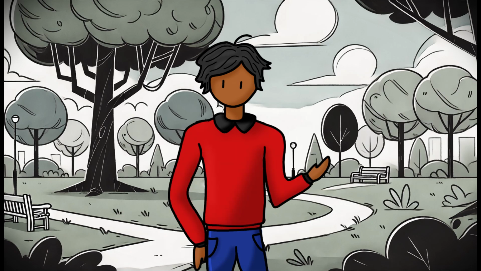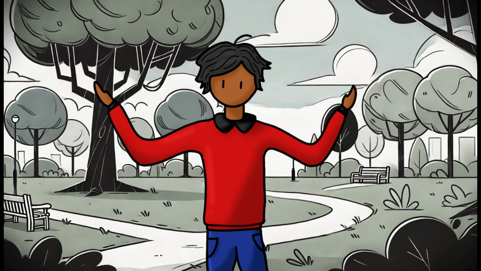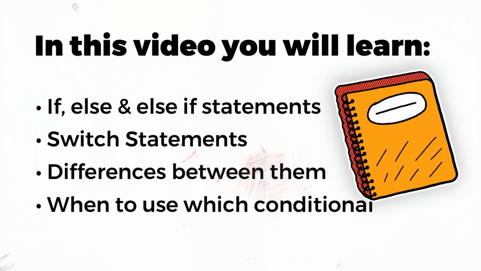Conditional statements are used to run specific pieces of code based on whether a condition is true or false. They're like decision-making tools for your program. So, in this video, you're going to be learning about if, else, and else if statements, switch statements, and you're going to be learning how to differentiate between the two and when to use what.